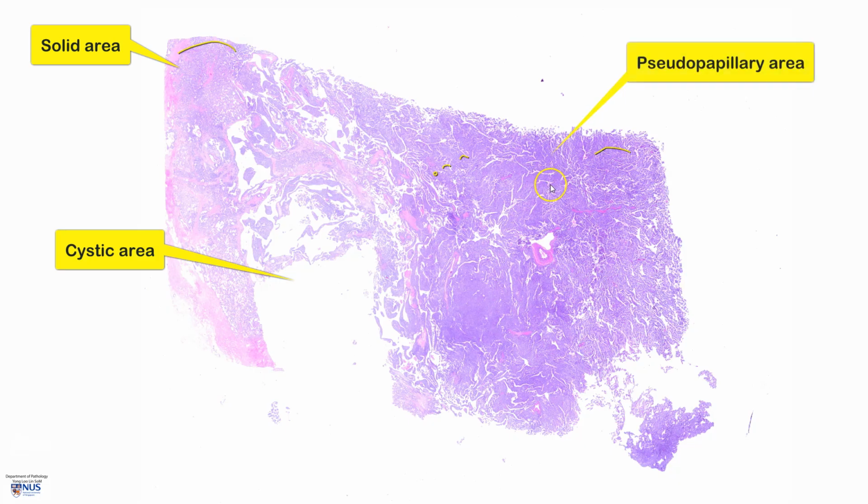At this low magnification, we can see that there are several different appearing areas. For example, on the top left, this area looks somewhat more solid. And in this left middle aspect, we can see that there is cystic change. This will be reflected on imaging. And on the right, we can see that in these areas, there are some of these clefts. And this is because there is a papillary or pseudopapillary architecture.